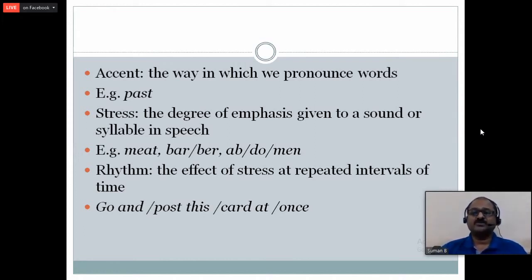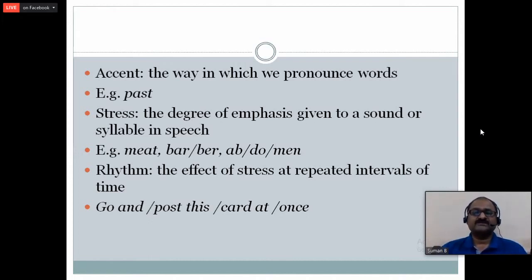So rhythm has to do with the effect that is felt when we use a language. But in general, when we apply it to speech, it is the effect of stress at repeated intervals of time. So English is considered a stress-timed language, or considered to have stress-timed syllables. We understand this when somebody pronounces the language correctly.